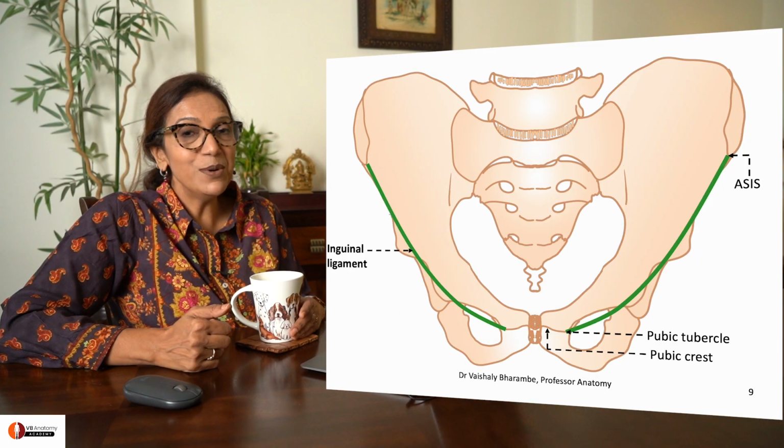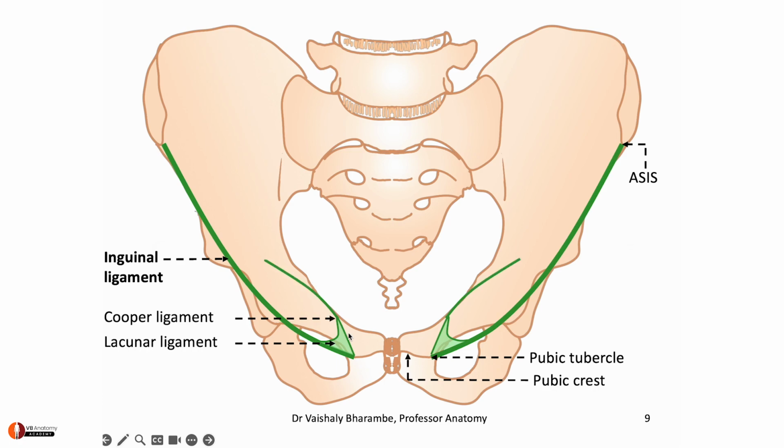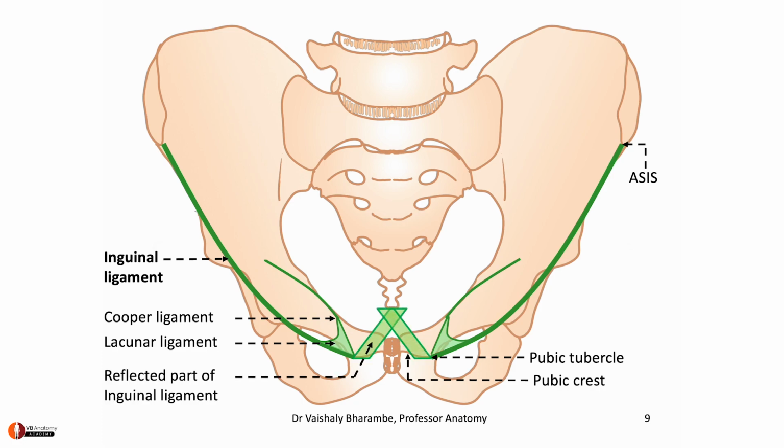Perfect. Now tell me what are its extensions? One is the lacunar ligament, which is a small triangular projection from inguinal ligament posteriorly. Take a look. From it, a thread-like extension backwards along pecten pubis is called the Cooper's ligament. And from the inguinal ligament, sets of fibers travel medially towards the linea alba. Okay, this is called as the reflected part of inguinal ligament.